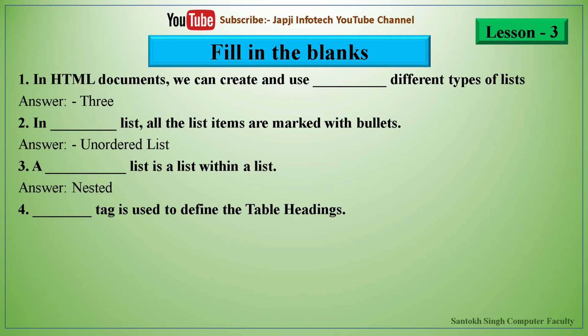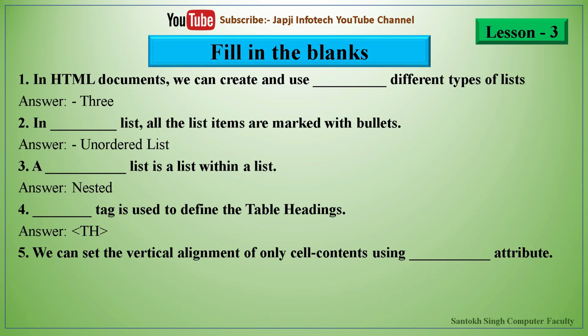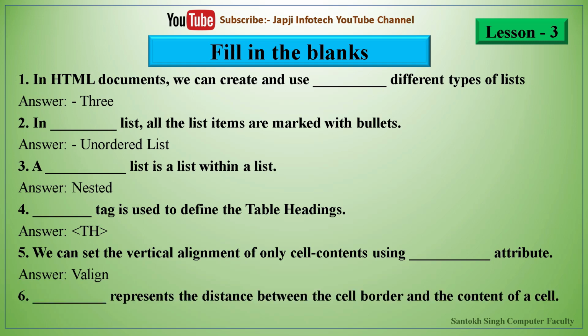And the fourth one is: dash tag is used to define the table heading, and the right answer is: TH tag is used to define the table headings. And the fifth one is: we can set the vertical alignment of only cell content using the dash attribute, and the right answer is: we can set the vertical alignment of only cell content using the VAlign attribute. And the sixth one is: dash represents the distance between the cell border and the content of a cell, and the right answer is: cell padding represents the distance between the cell border and the content of a cell.